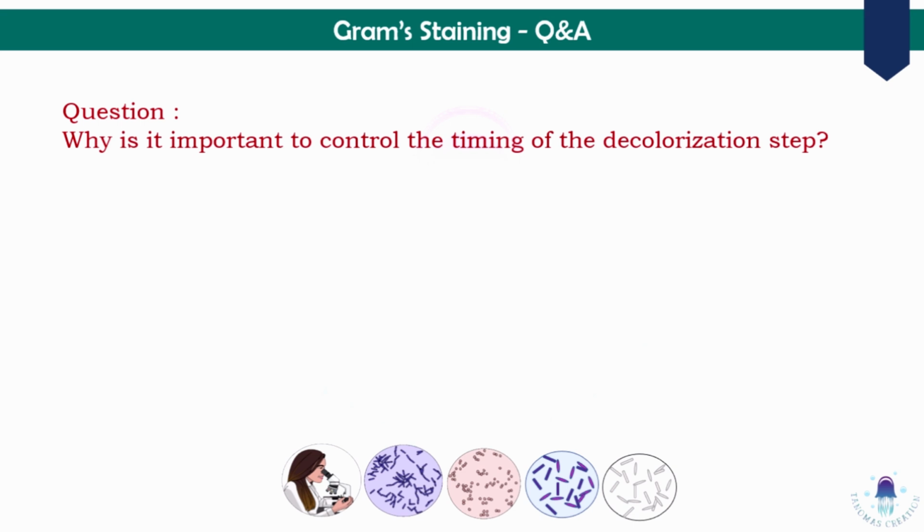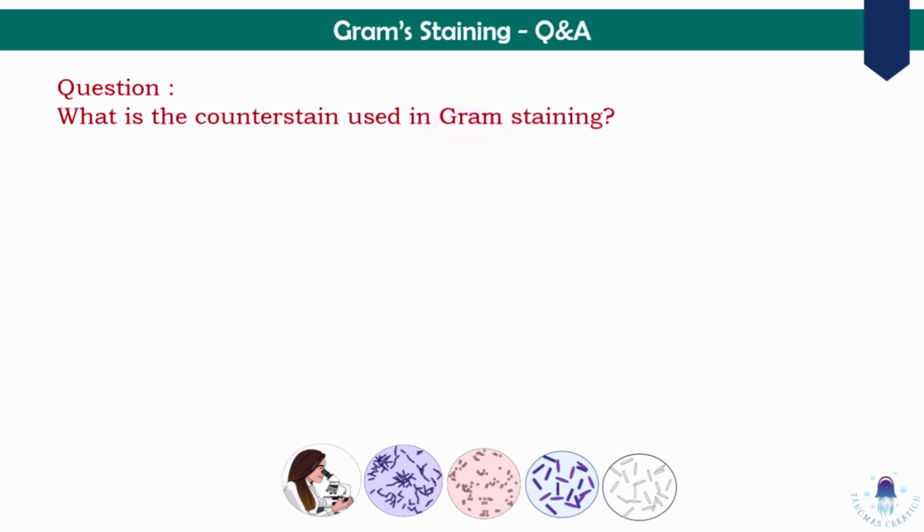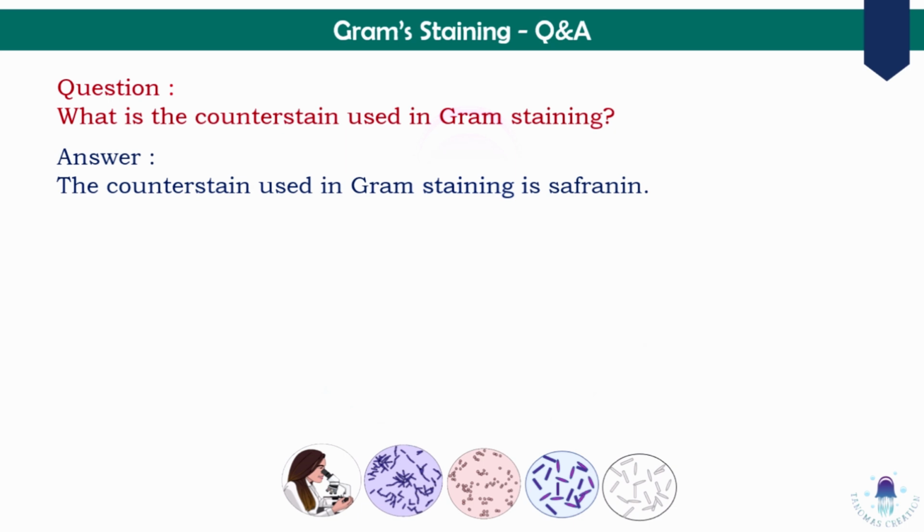Question: why is it important to control the timing of the decolorization step? Answer: over-decolorization can cause gram-positive bacteria to lose the stain and appear gram-negative, while under-decolorization can cause gram-negative bacteria to retain the crystal violet, appearing gram-positive, leading to inaccurate results. Question: what is the counterstain used in gram staining? Answer: the counterstain used in gram staining is safranin.